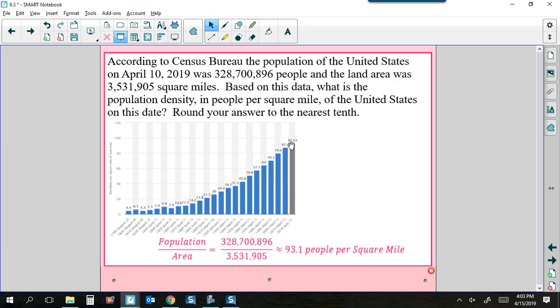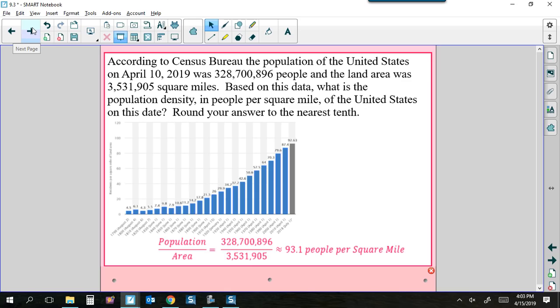They're saying 92.63. That's pretty darn close, given we were talking millions of people versus millions of square miles. We're within one person, not even one person. So I think that's pretty cool. I would say we're pretty accurate. I would say the formula works.